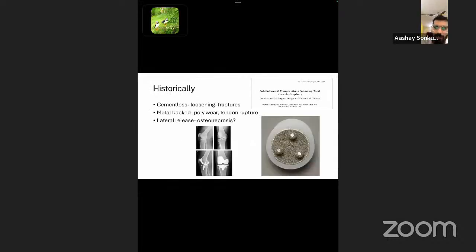Historically, the patellar buttons, when they were introduced, were cementless and metal backed, which had a very high rate of complications, which included loosening and fractures, polyethylene wear, extensor tendon ruptures, and earlier they also had a routine practice of lateral retinacular release, which was questionably related to avascular necrosis of the patella.